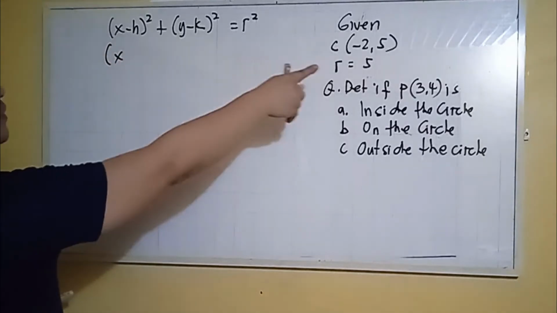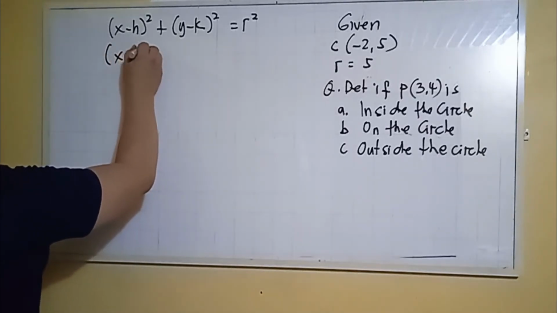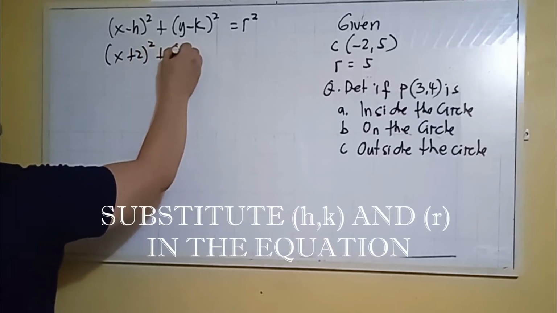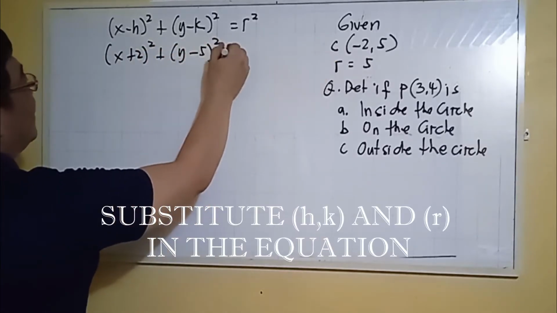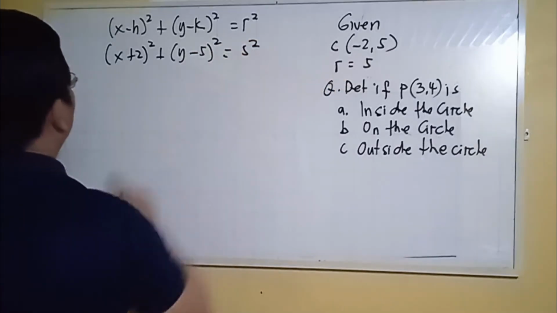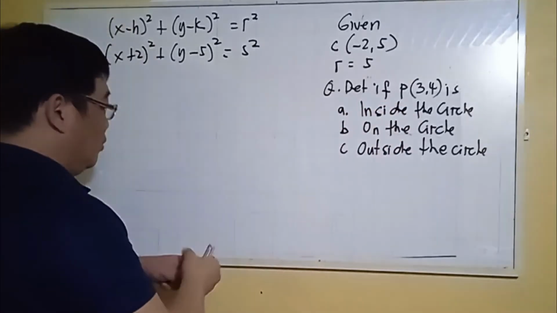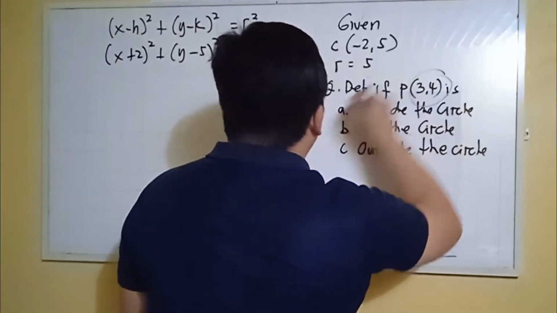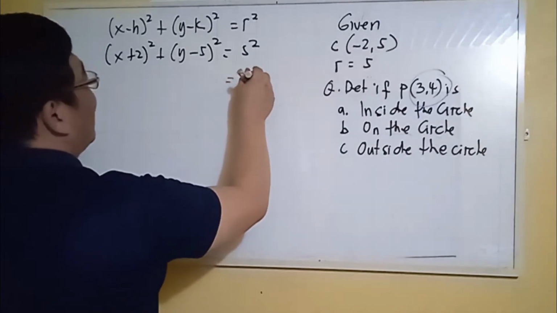X, -2 yung h, so dito magiging positive 2 sa equation. Y, positive 5, magiging negative 5 dito sa equation. R square, 5 square. So this is R square. Ngayon, i-substitute na natin agad yung (3, 4). Ang magiging sagot nga ba niya is 25.